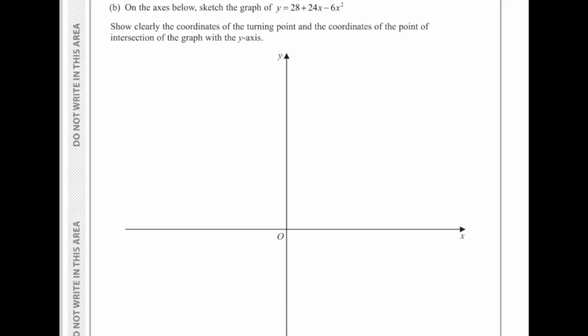Question 25, Part B. On the axis below, sketch the graph of y equals 28 plus 24x minus 6x squared. Show clearly the coordinates of the turning point and the coordinates of the point of intersection of the graph with the y-axis. Whenever we are asked to sketch, you have to understand what the shape of this is first.